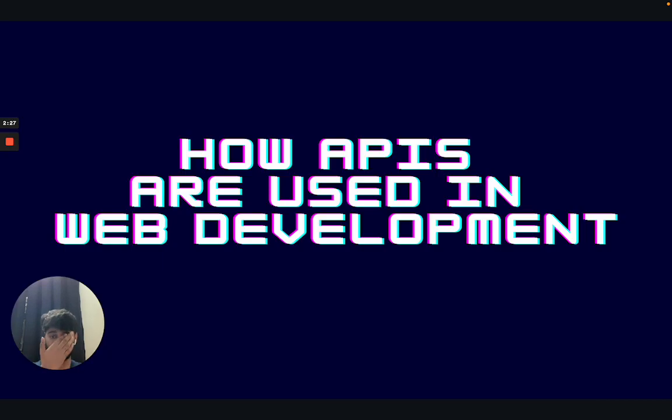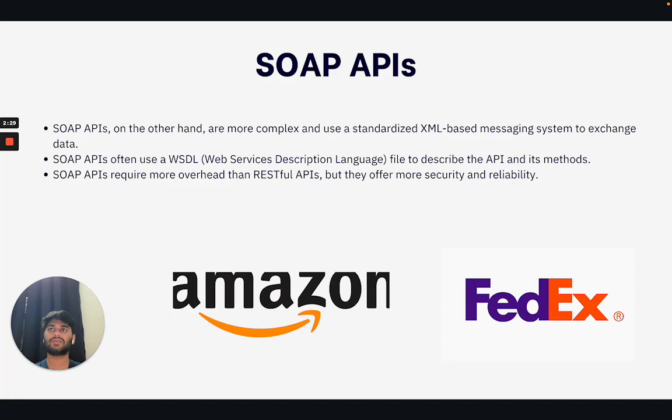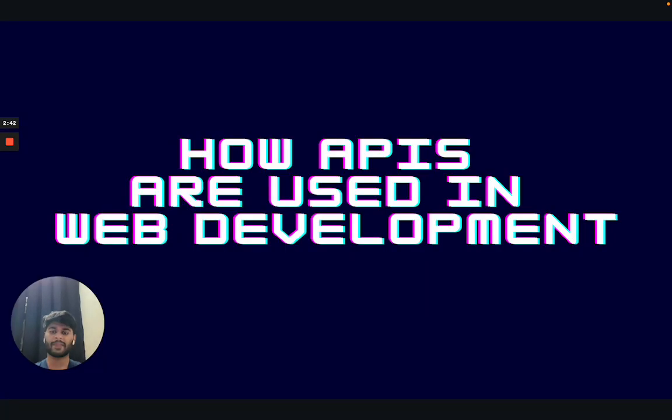In general, RESTful APIs are more popular and widely used than SOAP because they are simple and more flexible. But both types of APIs have their advantages and can be used in different contexts depending on the need of the application. How APIs are used in web development.